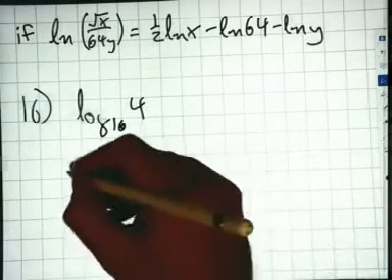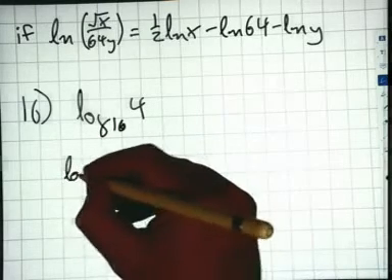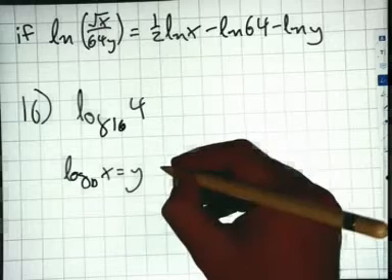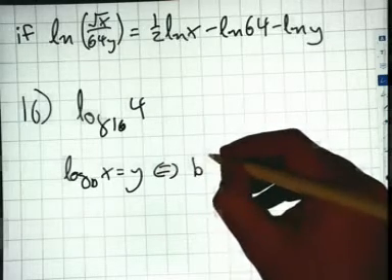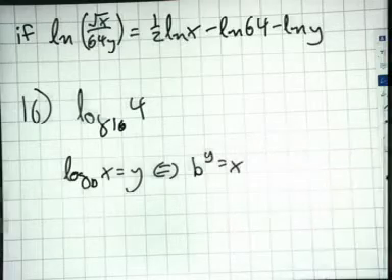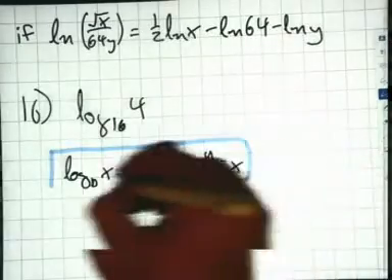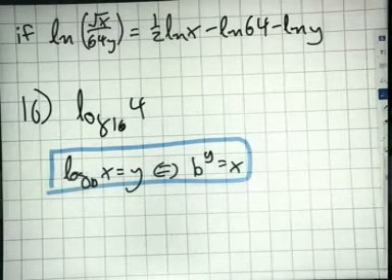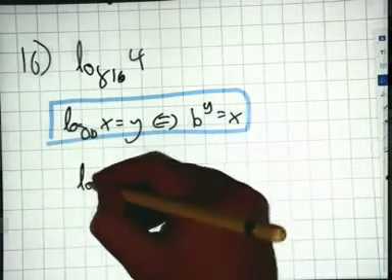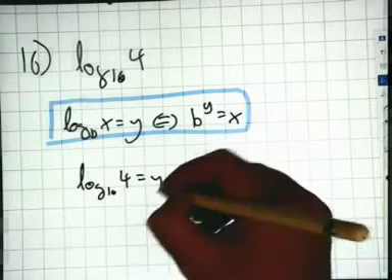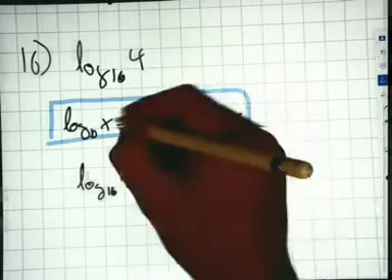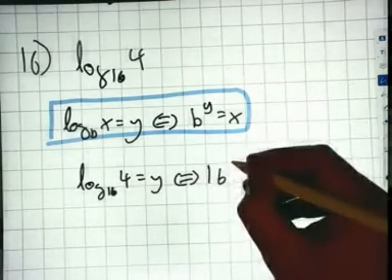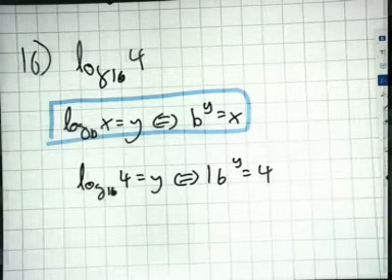Well, everything hinges on this idea that the log base b of x equal to y is equivalent to b to the y is equal to x. Everything hinges on this equivalency, this relationship between the logarithmic form and the exponential form. So if I set this log base 16 of 4 equal to y, I can then use this form up here to rewrite it in the exponential form. So this becomes 16 to the y is equal to 4.